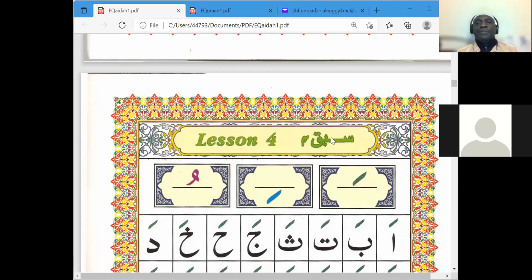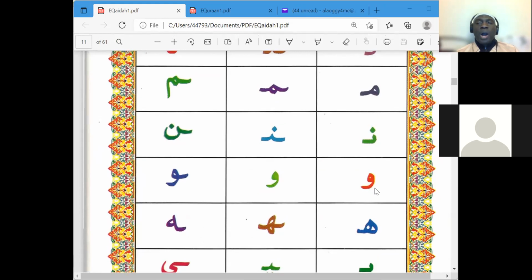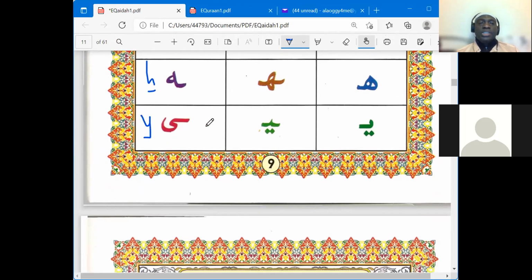So the rest of the letters have what? They have sound. If we have the letter ya, we say this is ya, and the sound is y. And this is ha, and the sound is ha. Ha is coming from the throat. There are 6 Arabic letters that come from the throat. This one is waw, and waw sounds oo, isn't it? And ha sounds ha, and ya sounds yeah.